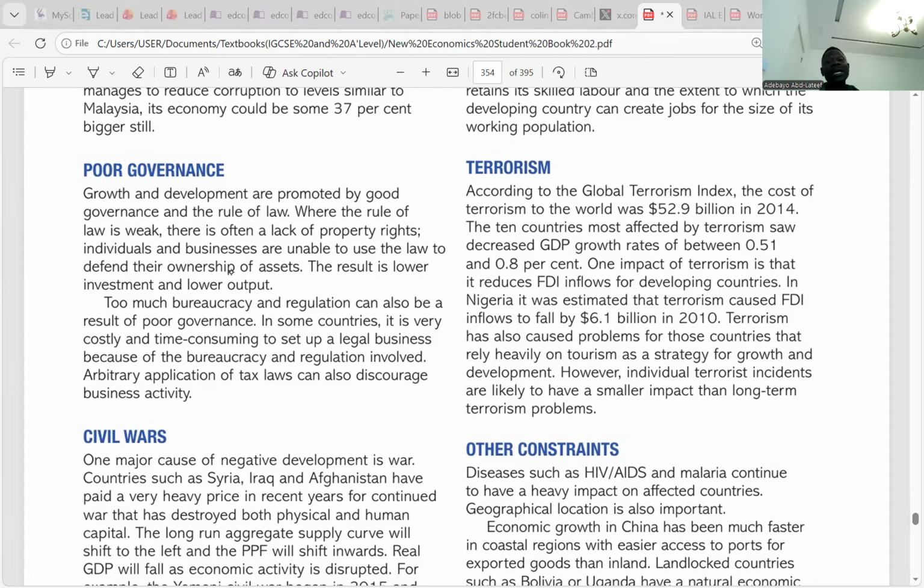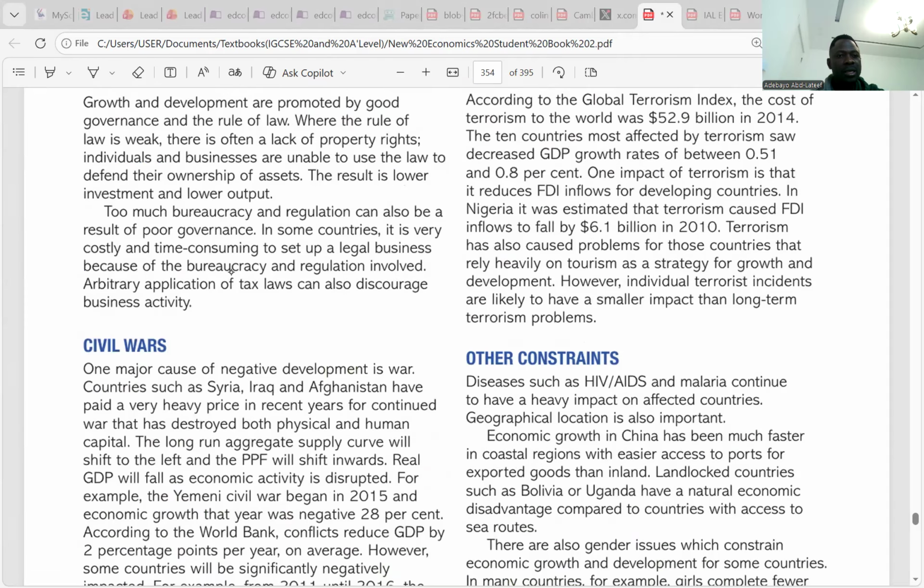If government laws are too much, that means they are too tight, and firms will be discouraged from setting up in such a country. And if firms are not setting up in a country, how will the output of that country increase? No way. And if the output is not increasing, if the quantity is not increasing, we cannot talk about the quality increasing. I think poor governance is clear.